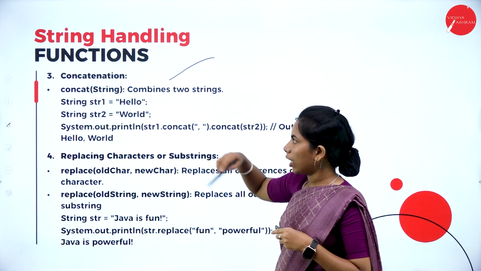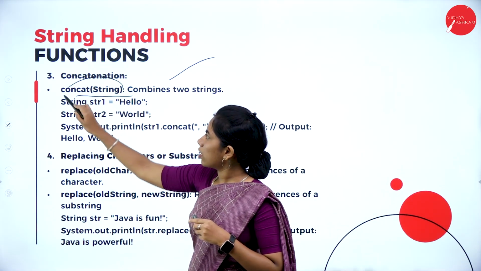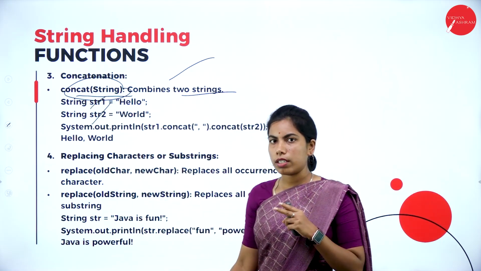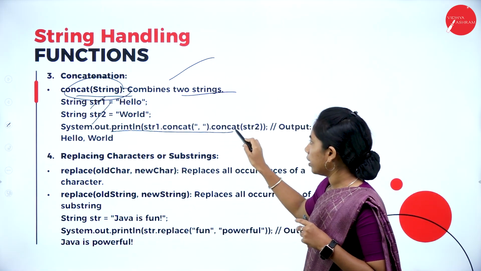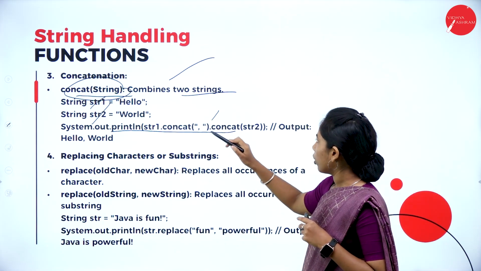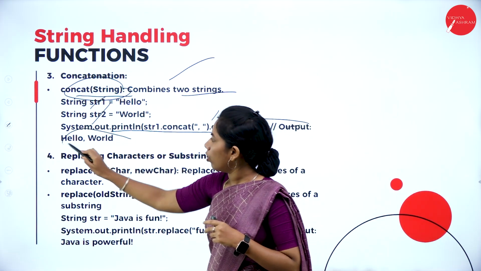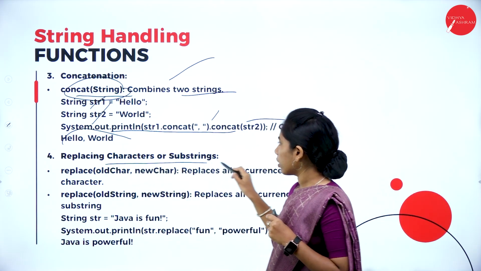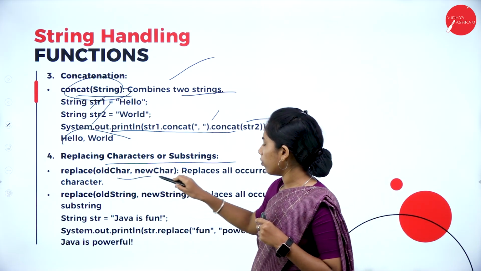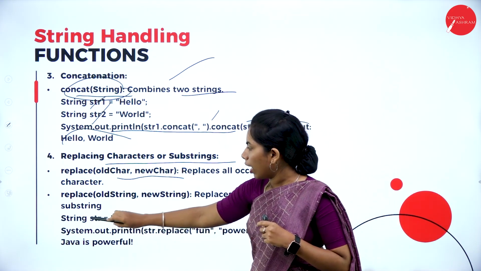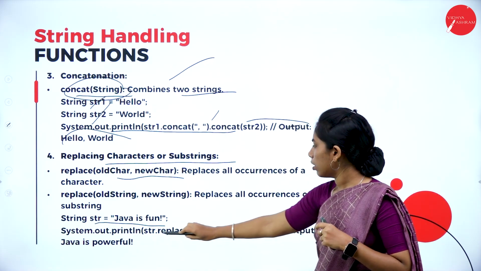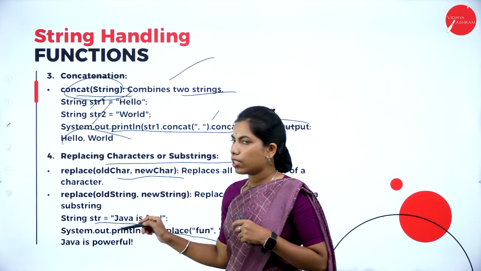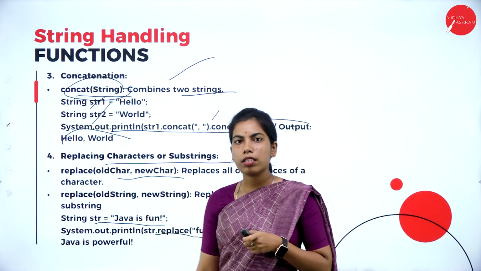For the third one, concatenation, use concat. This is the syntax for how to declare it. It combines two strings. First you have to declare two strings, string1 and string2. After that, for printing, string1.concat(string2); put a semicolon. The output is hello, world. This is how the two strings will be combined. And replacing characters or substrings: replace the old character with a new character. Here I have already declared "Java is fun". For that, str.replace fun with powerful. So instead of Java is fun, it will print Java is powerful.